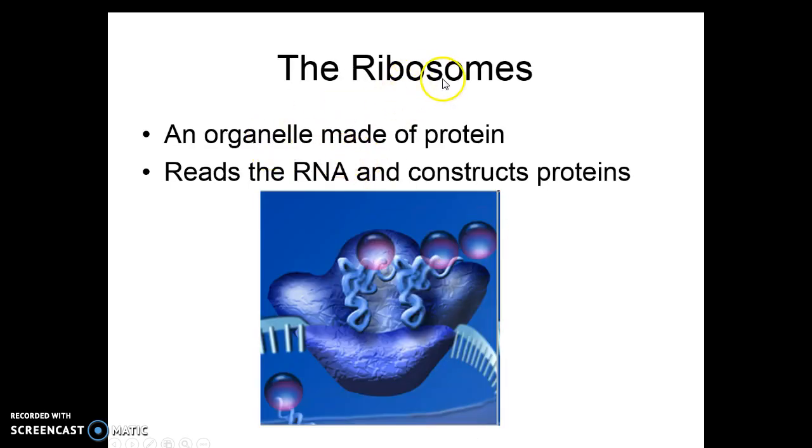The ribosomes are small organelles, that's like a mini organ, made of protein, so there's that protein again. The purpose of the ribosome is to read the instructions in the RNA. This thing that looks like a comb is actually representing the RNA going into the middle of the ribosome, and the ribosome is reading the instructions on the RNA and building a protein. These little blobs are supposed to represent the pieces of the protein being manufactured.